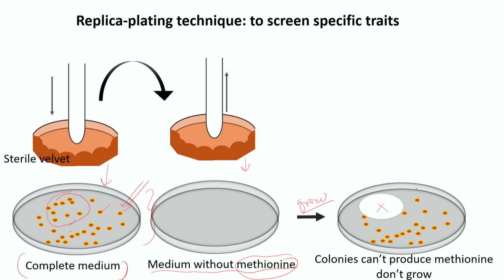But which colonies will not be growing here? The colonies that cannot produce methionine will not grow here, right. Only the ones that are able to produce methionine will grow here, but if they need methionine, because this plate does not have any methionine, they will not be able to grow. By looking at that you can identify one class of bacteria which require methionine, and in the same way you can repeat it again and again.